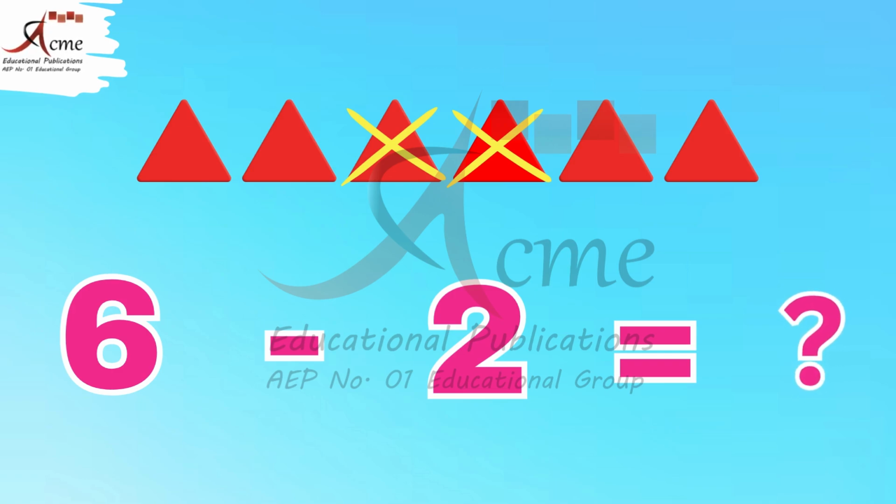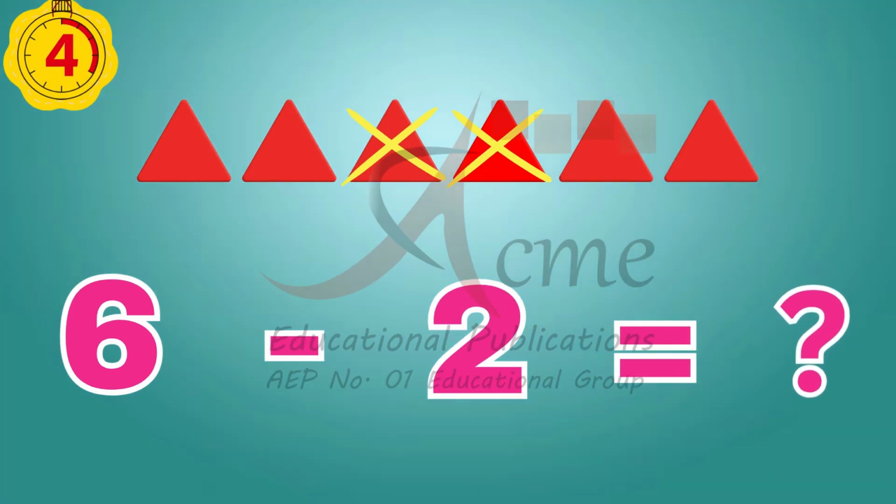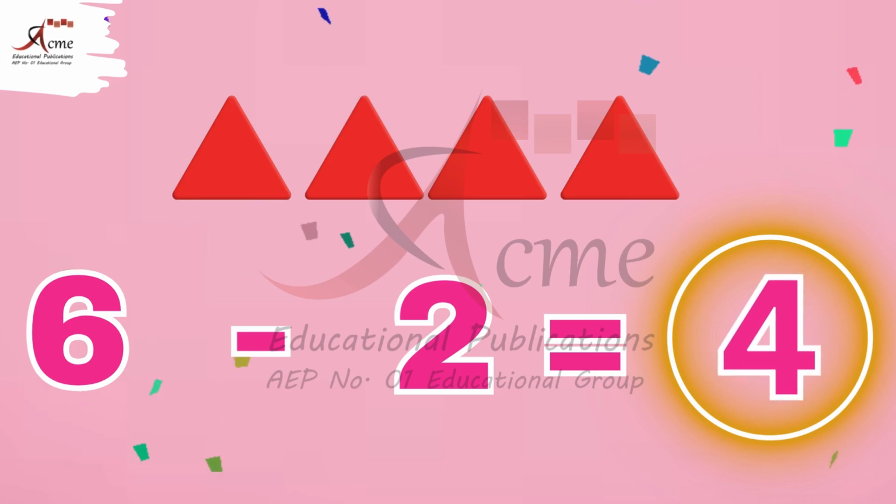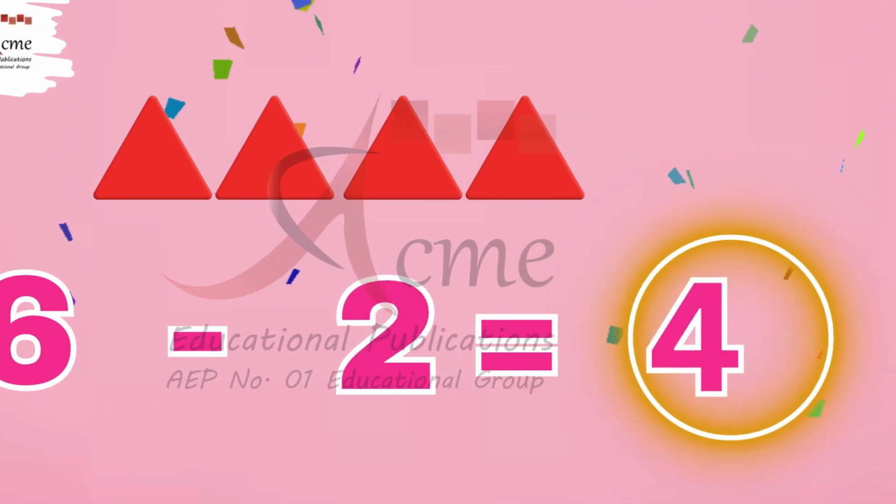Six triangles minus two triangles. How many triangles are left? Yes. Six triangles minus two triangles equals four triangles.